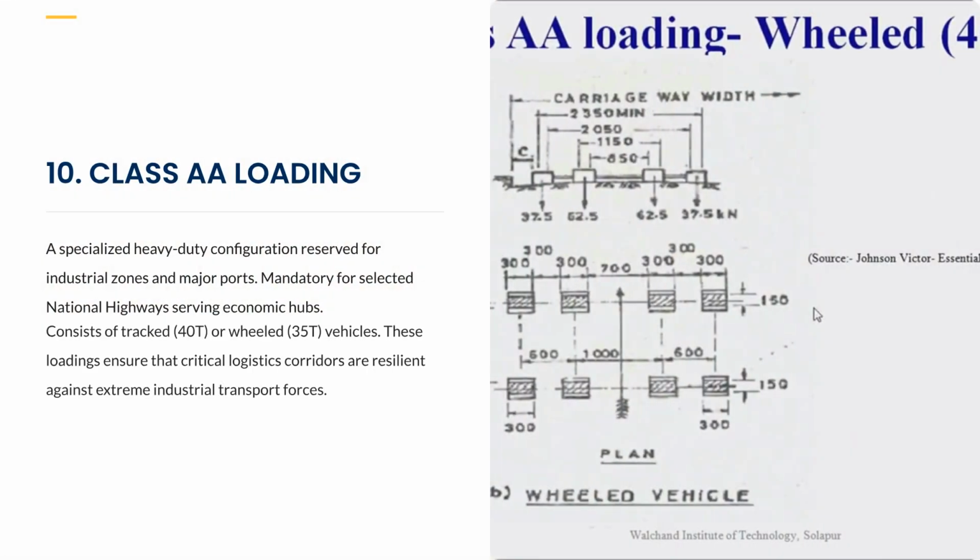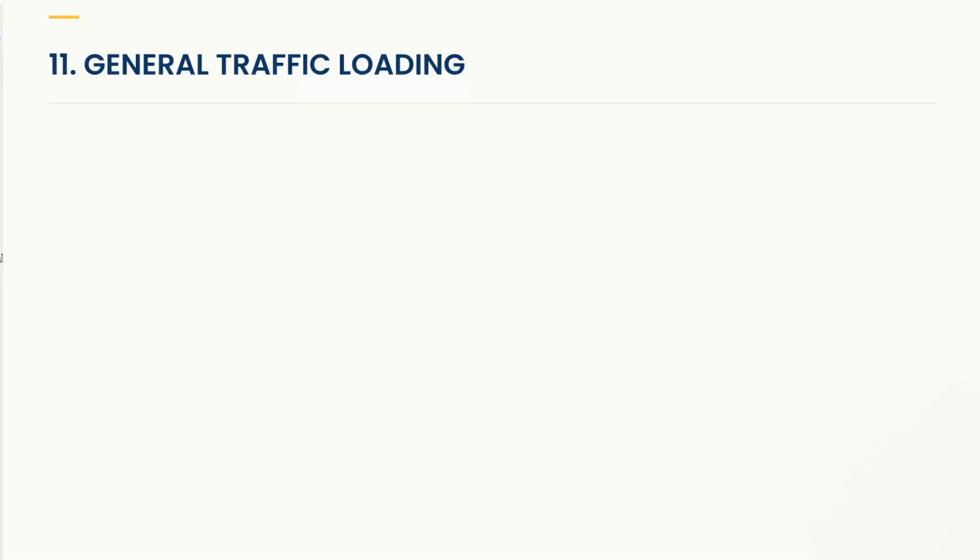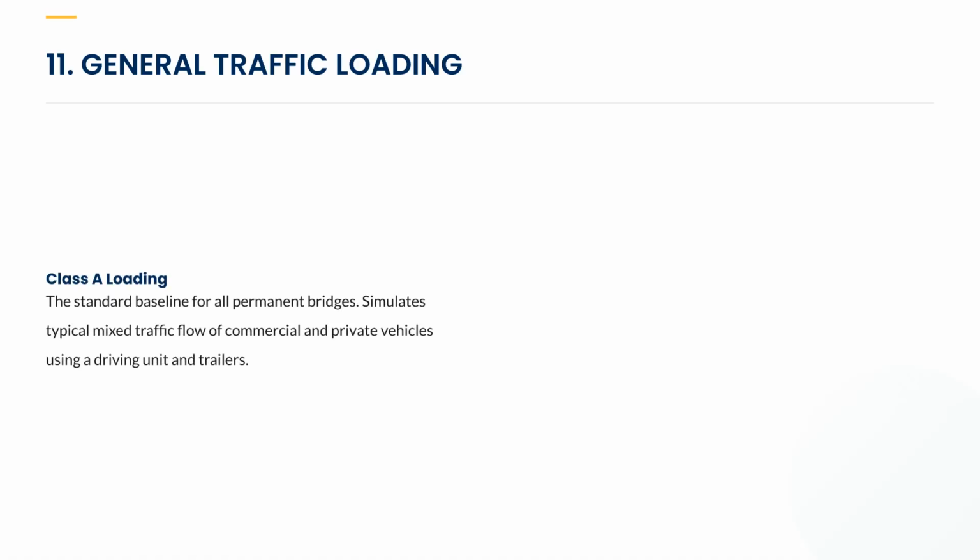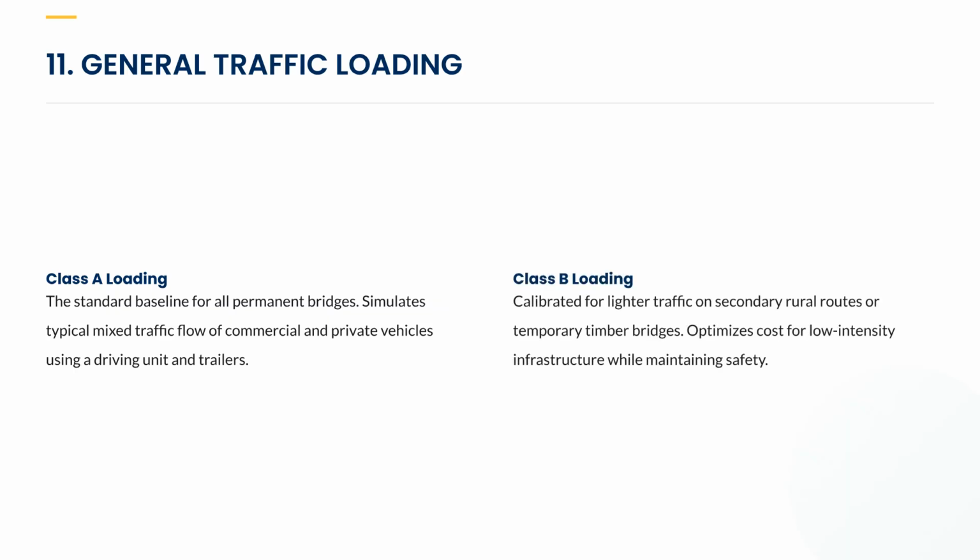Class AA loading is a specialized heavy-duty configuration for industrial zones and major ports, mandatory for critical national highways. It consists of tracked 40T or wheeled 35T vehicles, ensuring resilience against extreme industrial transport forces. General traffic loading includes Class A, the standard baseline for all permanent bridges, simulating typical mixed traffic. Class B is calibrated for lighter traffic on secondary rural routes or temporary structures, optimizing cost for low-intensity infrastructure.